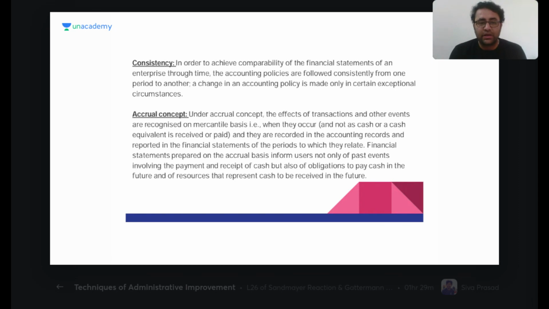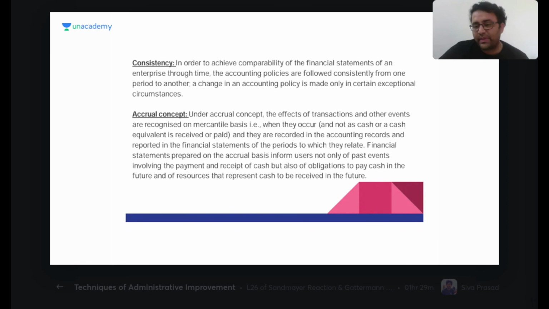A change is made in certain exceptional circumstances. It could be anything. It could be a change in management. Now the management has changed and suddenly the management wants to change the accounting policies that are used. In that case, that is an exceptional thing. Or there is a change in the government policy. A certain method that was allowed by the government earlier is later not allowed.